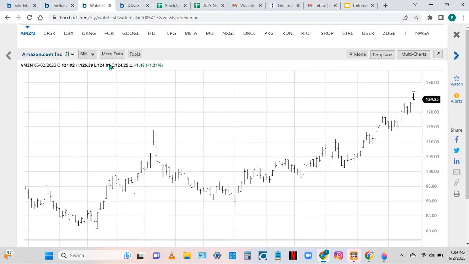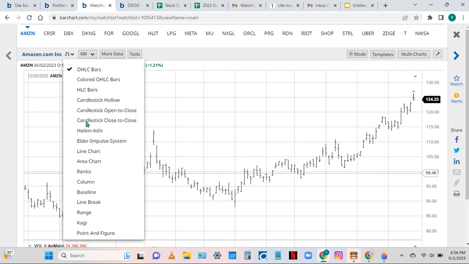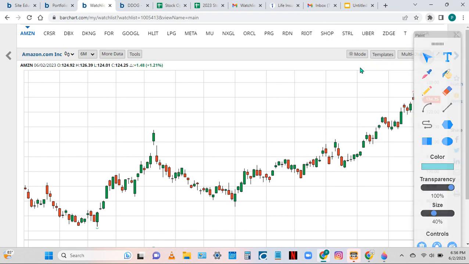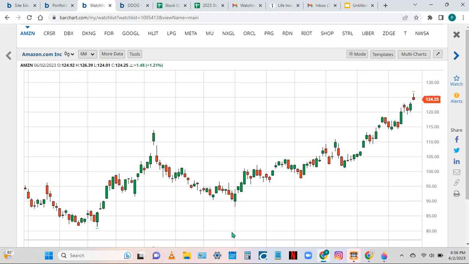Give me a minute here to reload this. I may have to find a different thing for that. So I'll just grab my pencil, hide that. So here's where Amazon closed 6 months ago, and we can see the trend is up. It's basically up since the beginning of the year.